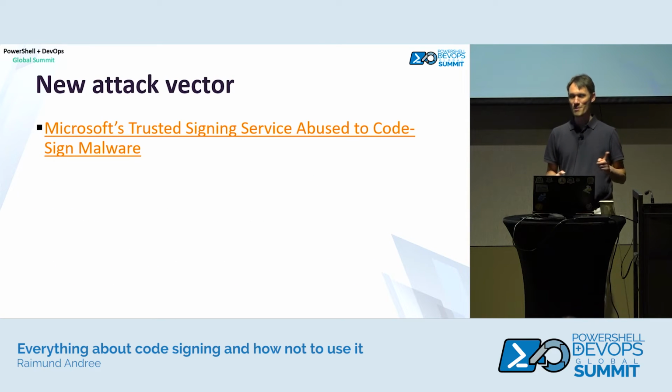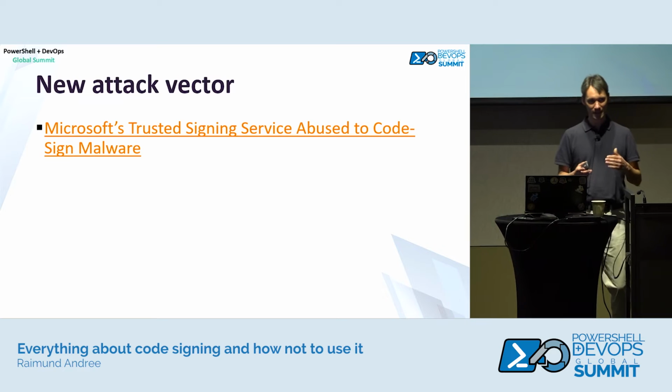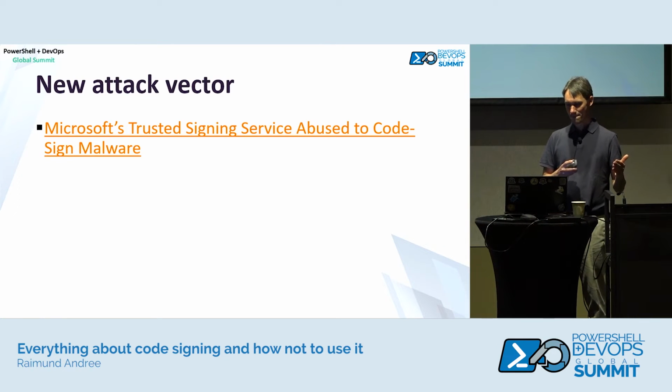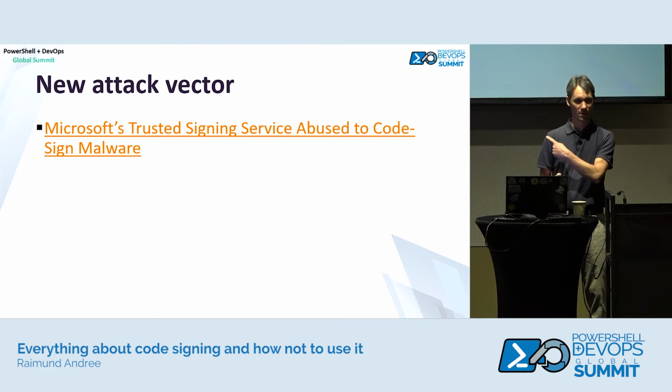So first of all, what we have now is we have protected our private key in a way, but now we have a new attack vector, right? Microsoft Trusted Signing Service abused to code sign malware. This was just a couple of weeks ago, right?